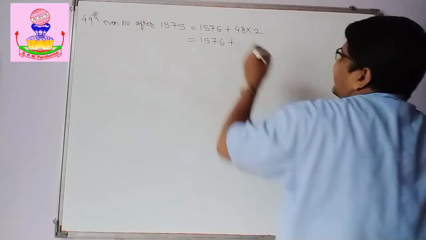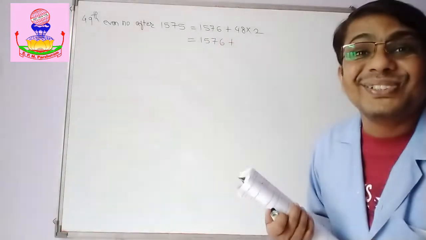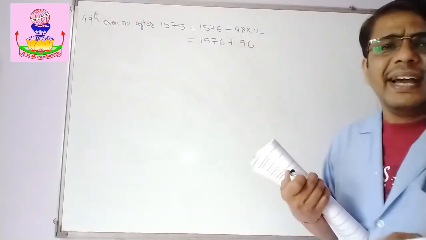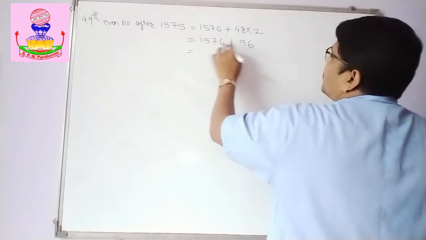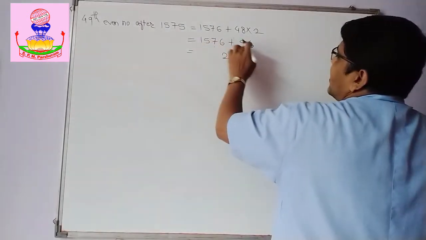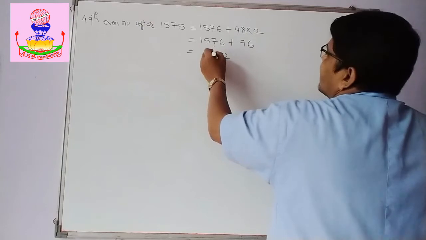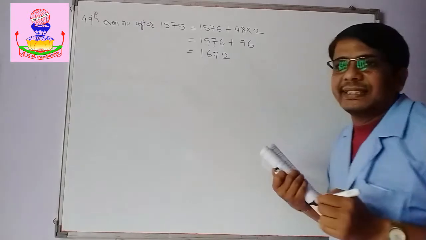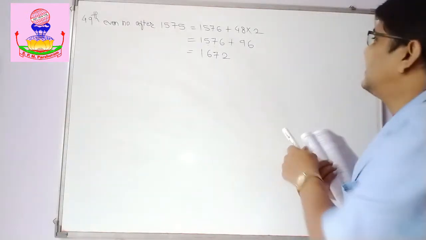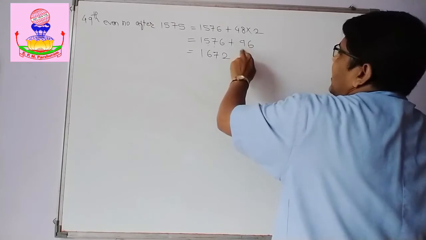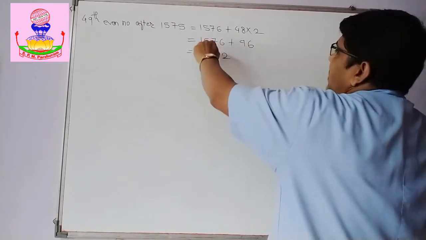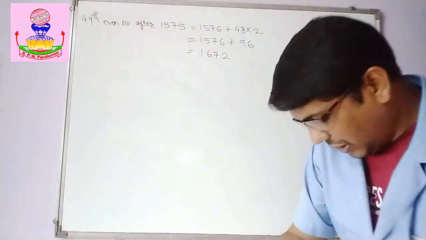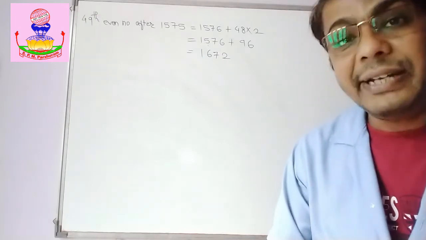Right? So 1576 plus 48 twos. How much are they? Yes, 96. Right? And now there's the sum. So 6 plus 6, 12, 1 carry on. 9 plus 7, 16, plus 1, 17, 1 carry on. 5 plus 1, 6. So 1672. You can check it. 6 plus 6, 12, 1 carry on. 9 plus 1, 10, plus 7, 17, 1 carry on. 5 plus 1, 6, and 1. So 1672. Now what do they say?